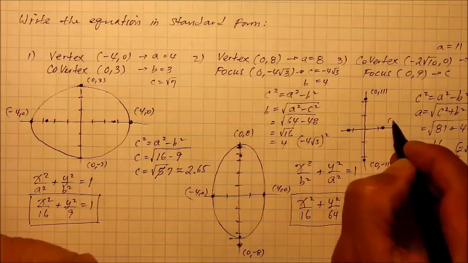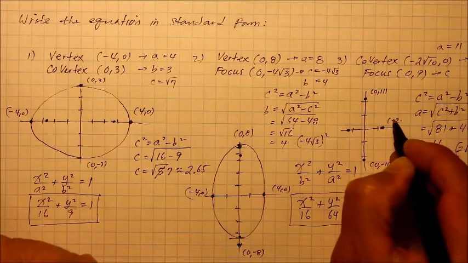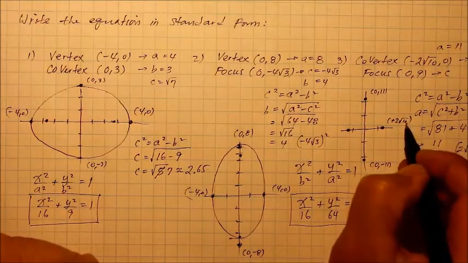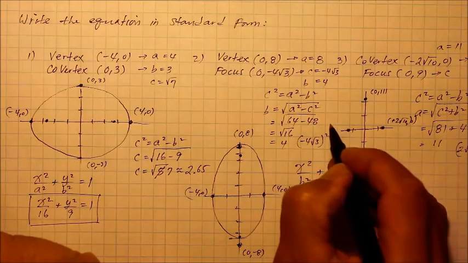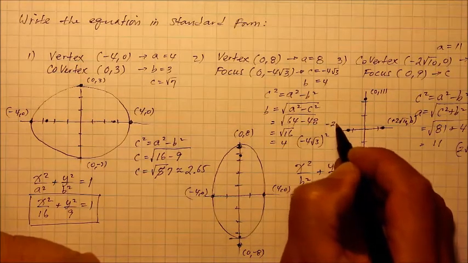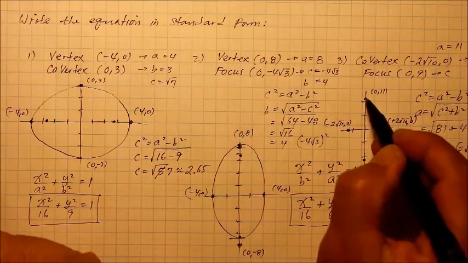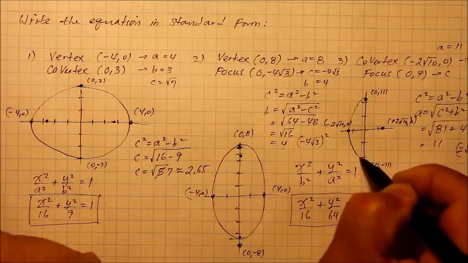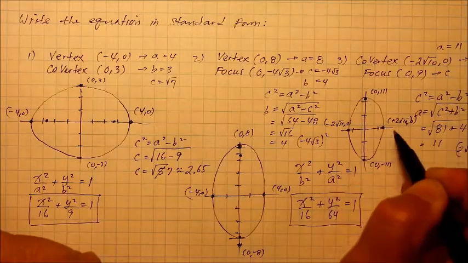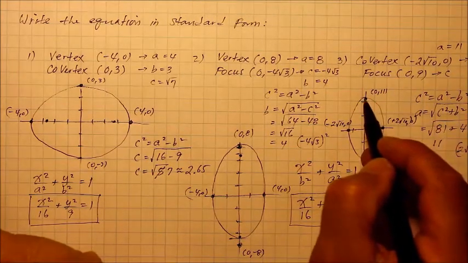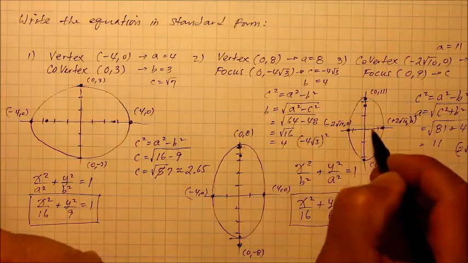So that is negative 2 square root of 10 and 0. Almost there. Okay, so there is our ellipse. And finally the focus, okay, the vertex was 11. The focus is on 9 right there.